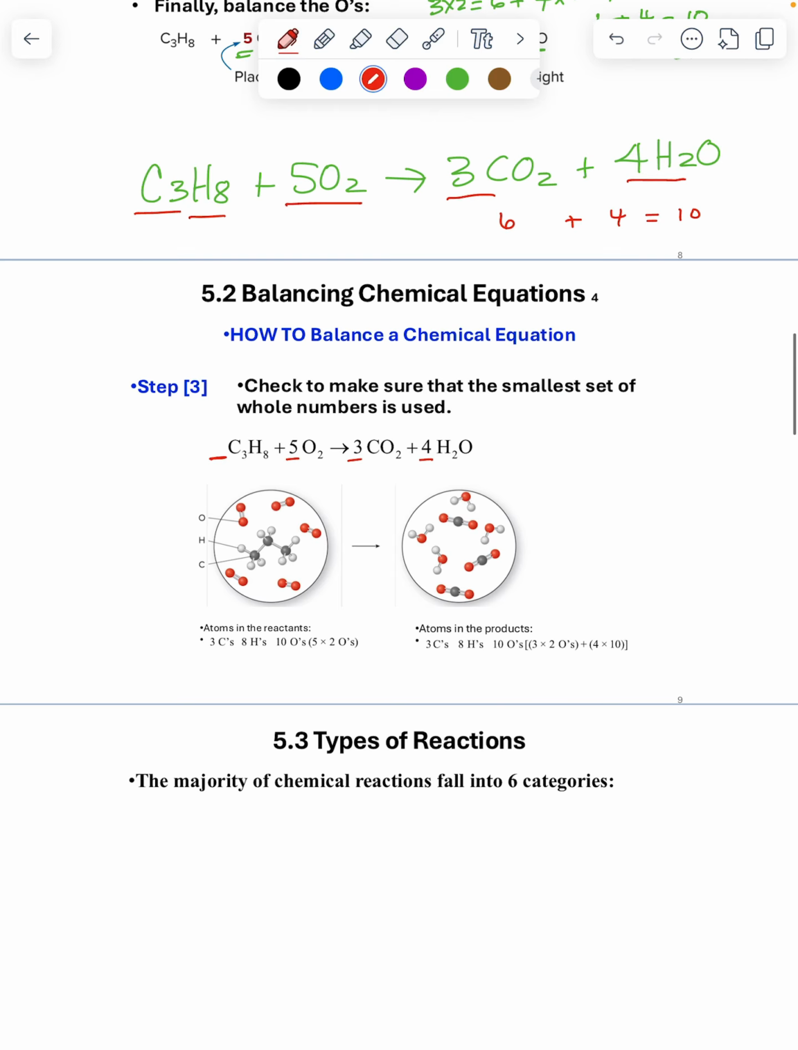Those are done. You'll have lots of practice balancing equations, and you want to continue that practice until you can do it fairly quickly. Balancing equations is an important skill, so make sure you can master that.